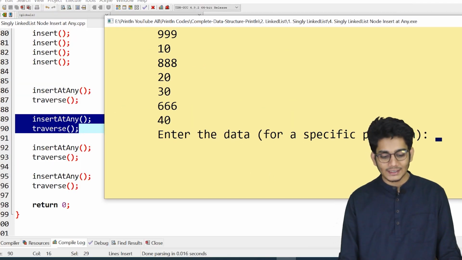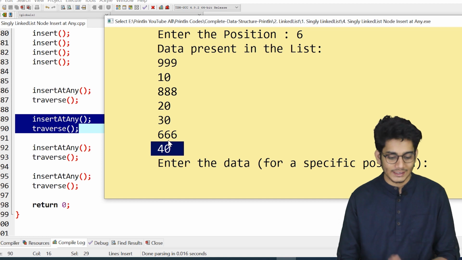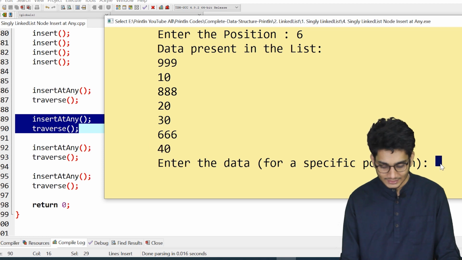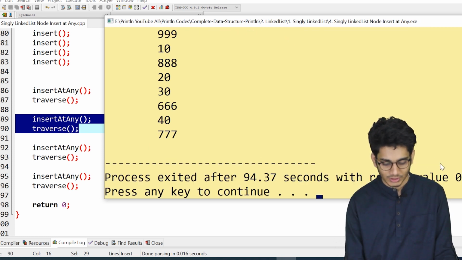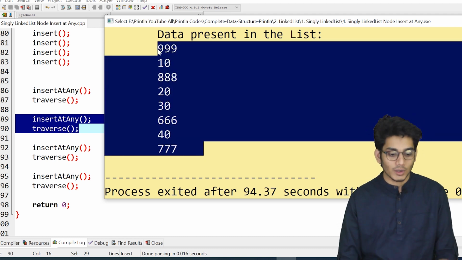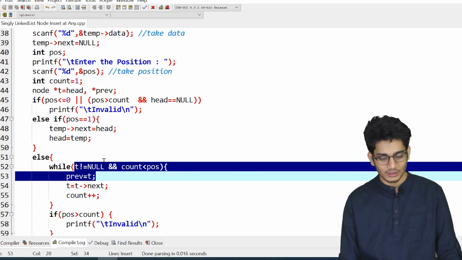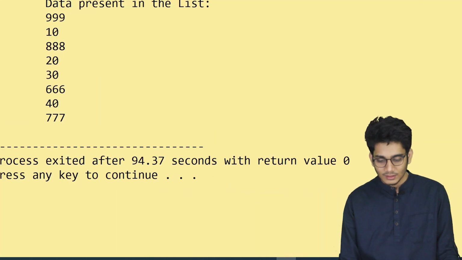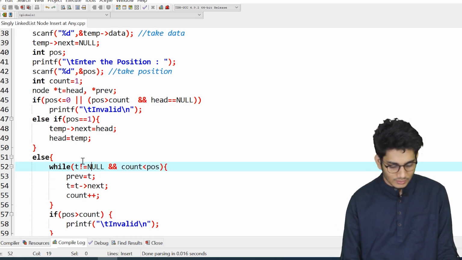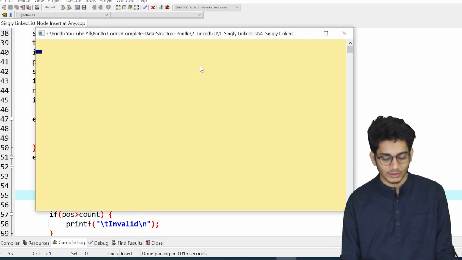Now we'll see how we can insert any data at last. 1 2 3 4 5 6 7. If we insert any data at 7th position, then it will be inserted before 40 and after 666. So we have to put 8. Let's say we'll insert 777 at 8th position. You can see that we have inserted the data at last. We can insert the data at last because we have written t not equals to null. If you write t next not equals to null, it means we cannot insert the data at the end.